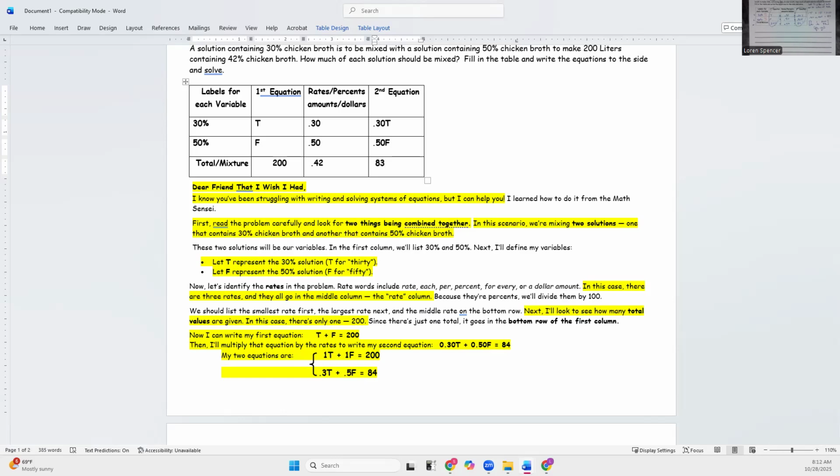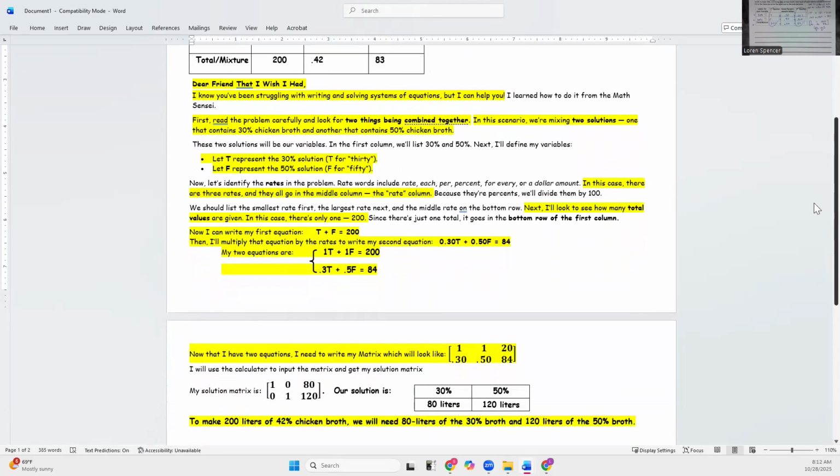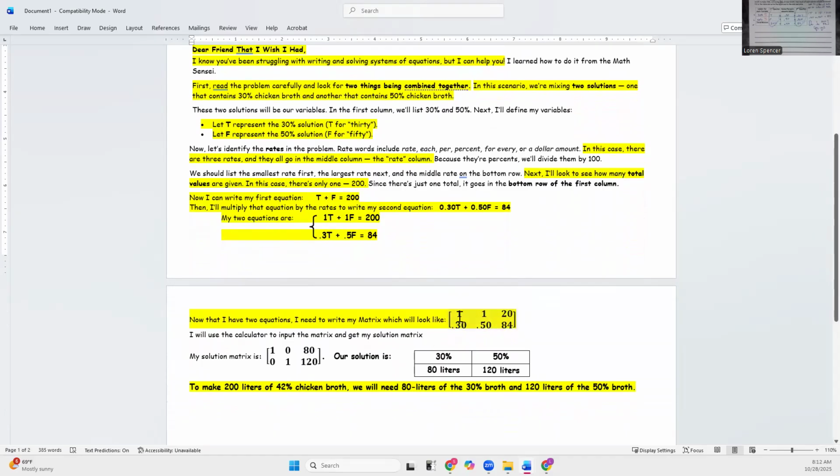Now that I have all of that, I can write my first equation. So T plus F equals 200. And that's my first equation, and that's right here. And then I can write, when I multiply it out, I can get my second equation, which is right there. Now that I have my equations, I can write my matrix, which is 1, 1, and 200, just writing down the numbers, and 0.30, 0.50, and 84. We ran it through the matrix, and we got this value on our calculator.